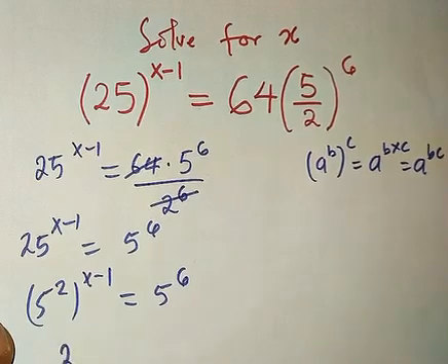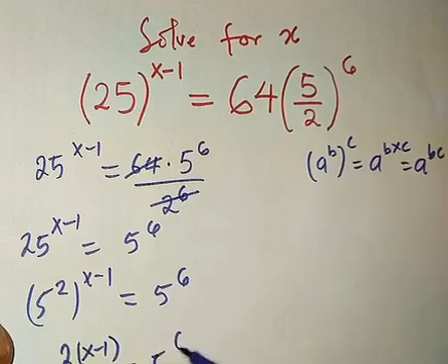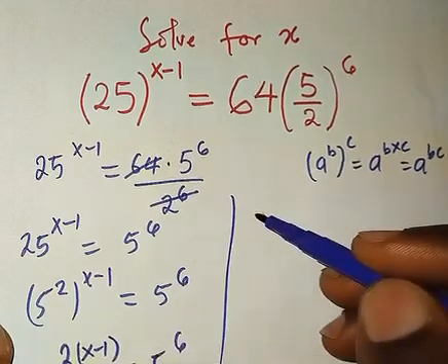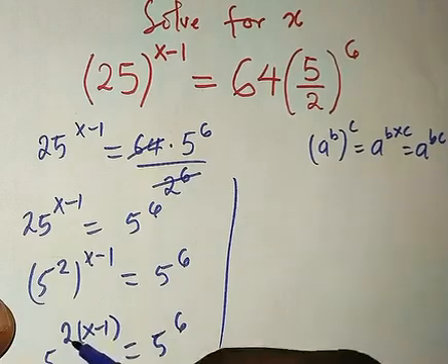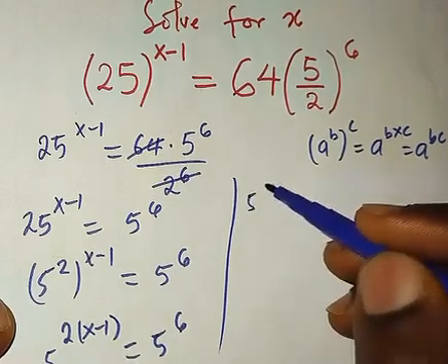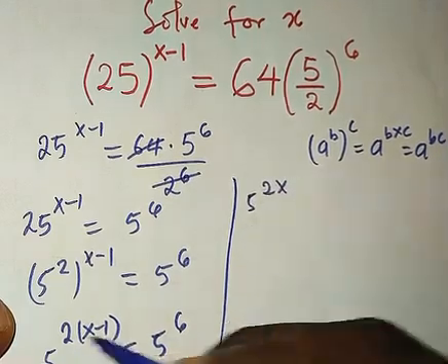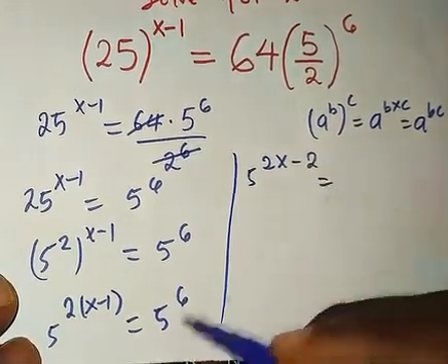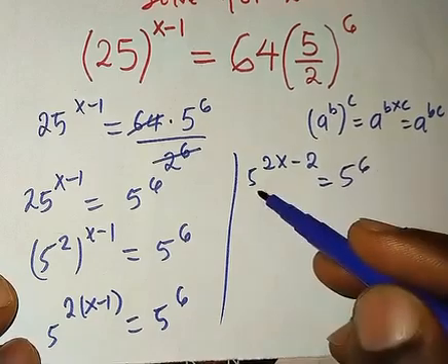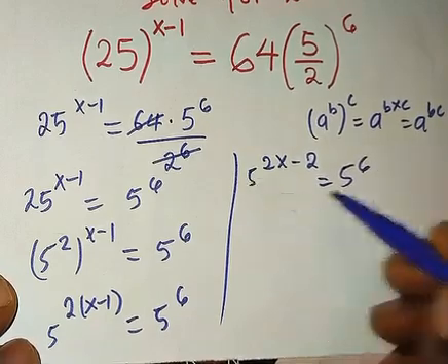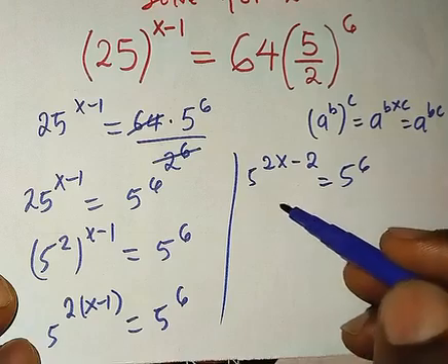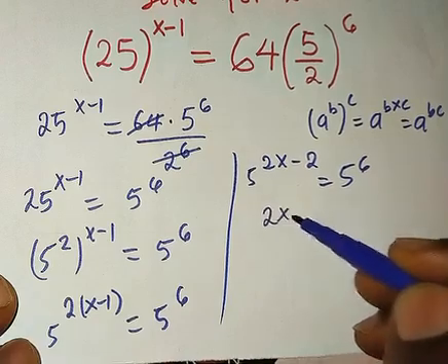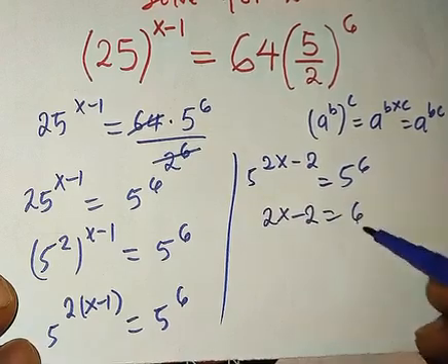I'm going to be having 5 to the power 2 times x minus 1, which equals 5 to the power 6. Then we have 5 to the power 2x, and 2 times minus 1 is minus 2, then equals 5 to the power 6. So now from here, I have the same bases. 5 is here, 5 is here, therefore their powers will be equated. I have 2x minus 2 equals 6.